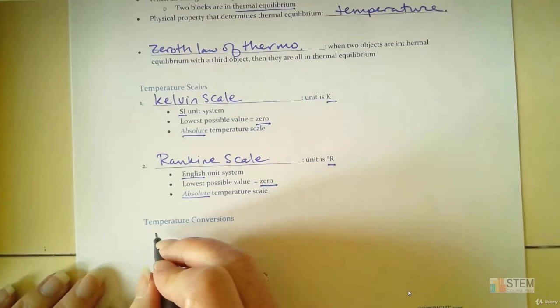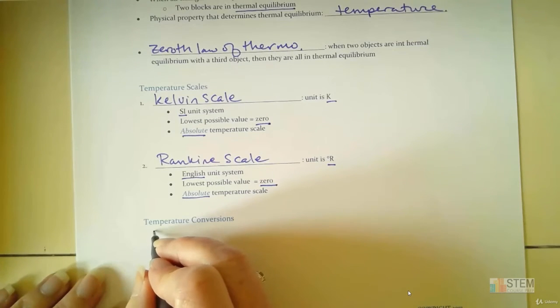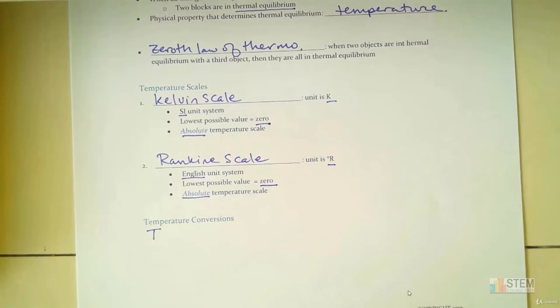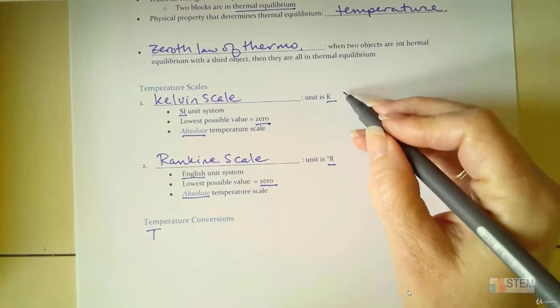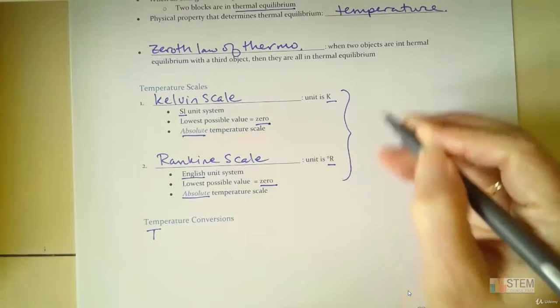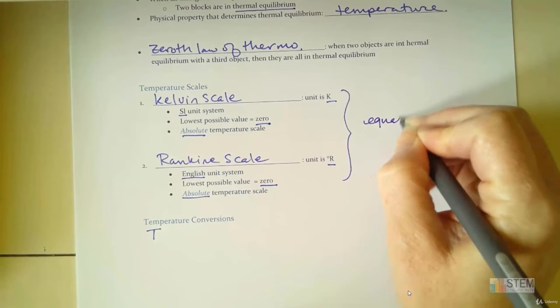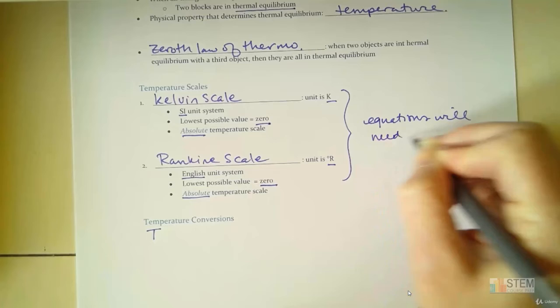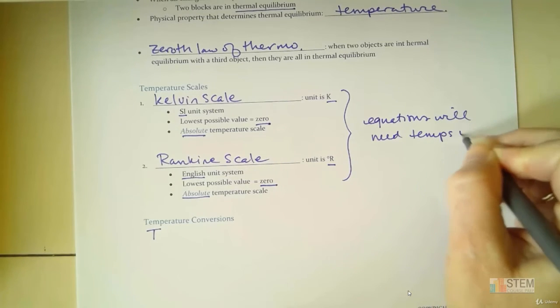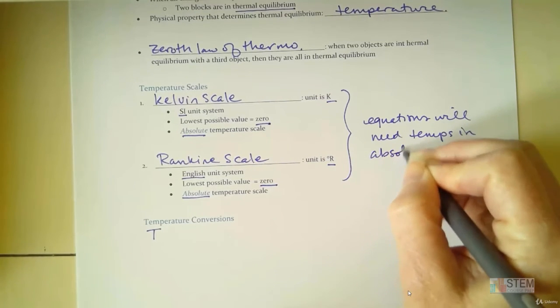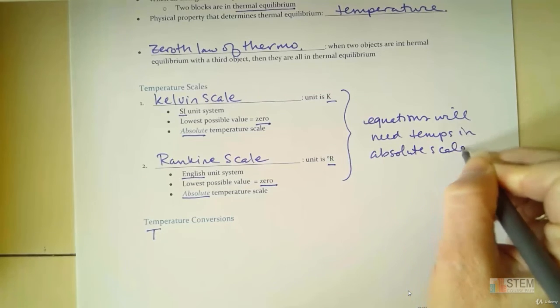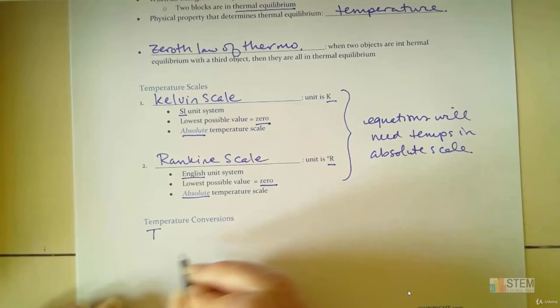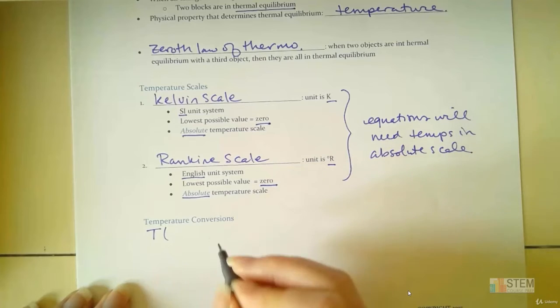Our temperature conversions that we're going to need, because a lot of the times you'll be given a temperature in Celsius or Fahrenheit, for example. Like I said, to use it in our equations, we need an absolute scale. Actually, let's write that down. So let's put our equations. We'll need temps in the absolute scale, like that.